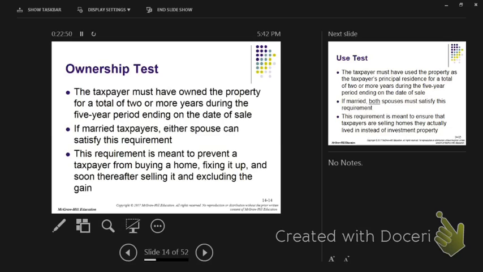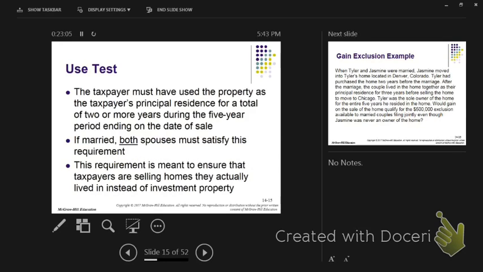This is meant to prevent people from flipping houses. You cannot go in, buy a house, hold it for a year or 6 months, turn around, sell it for a gigantic gain and not pay tax on it. You have to own it for 2 of the last 5 years.